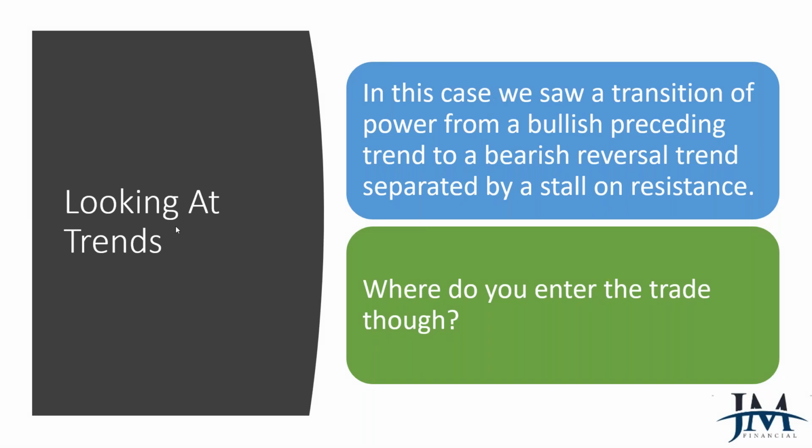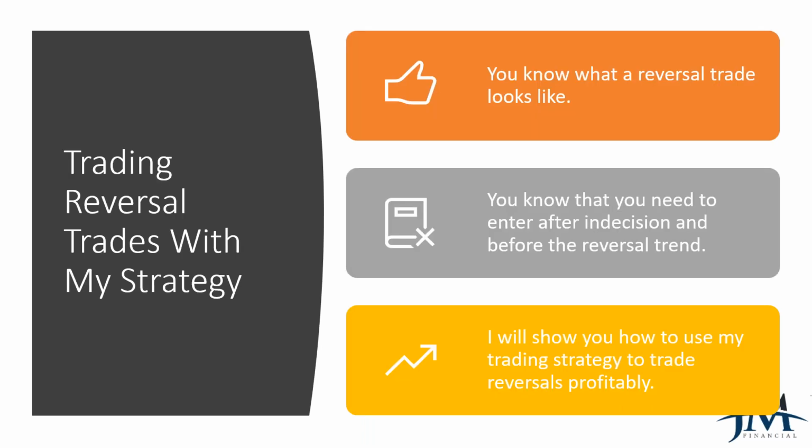So in this case, we saw a transition of power from the bullish preceding trend to a bearish reversal trend, separated by a stall on resistance. So where do you enter the trade though? I mean, that's a whole bunch of iffy stuff there. You know what the reversal trade looks like now. You know that you need to enter after indecision and before the reversal trend.